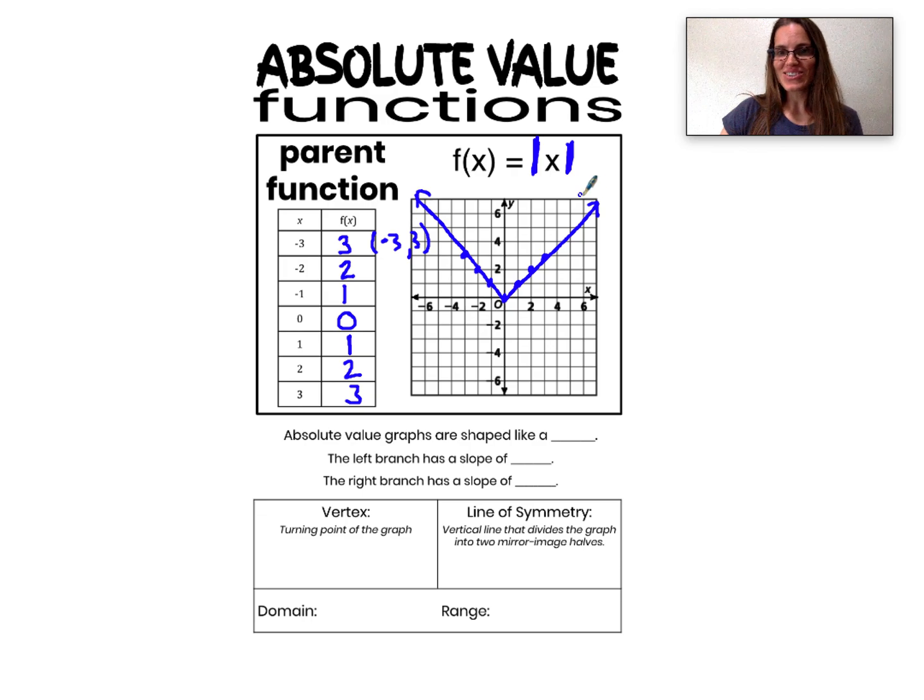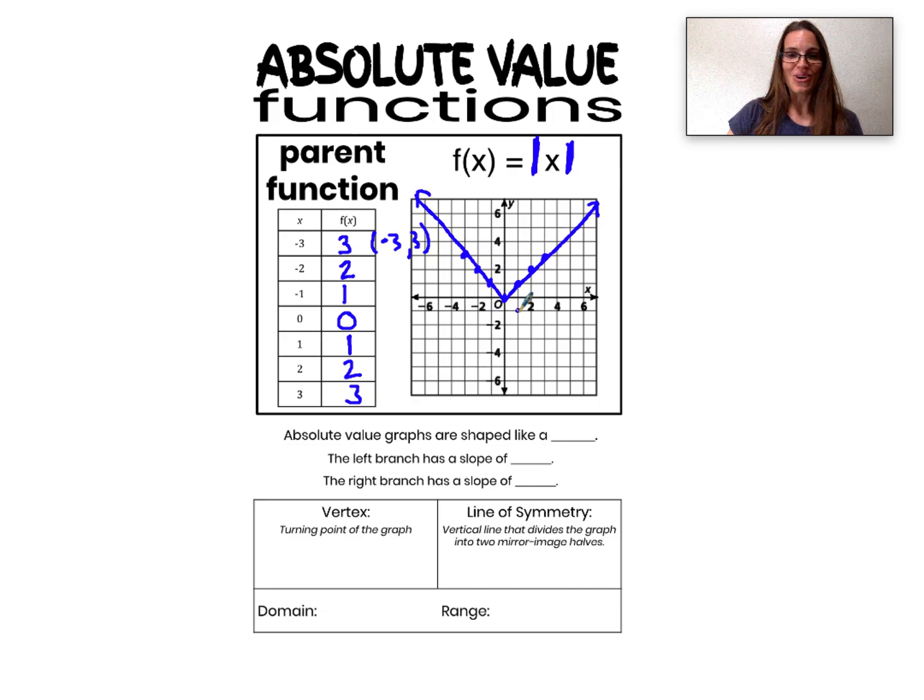And then I need arrows on either branch to indicate that this continues up and to the right, up and to the left. This is the graph of f of x equals the absolute value of x. This is the graph of the absolute value parent function. Now, since this is the parent function, this graph shares the shape of all absolute value graphs. All absolute value graphs share this general shape.